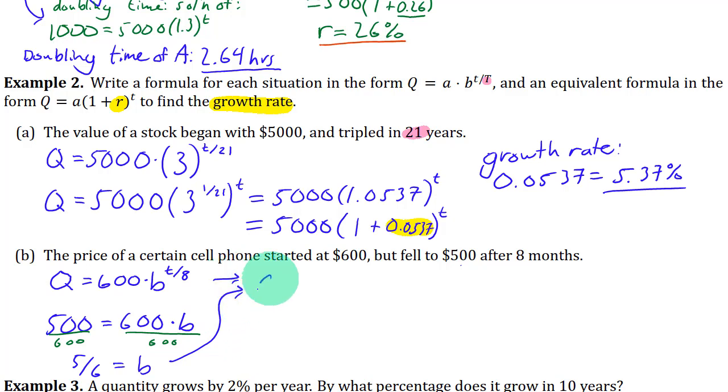So you can write this formula like so. Q equals 600 times 5/6 to the power t divided by 8. Okay, so now what is the monthly decay factor here? So we're going to do the same trick as we did right here, where you take the t out and put the 1 divided by 8 in the parentheses there.